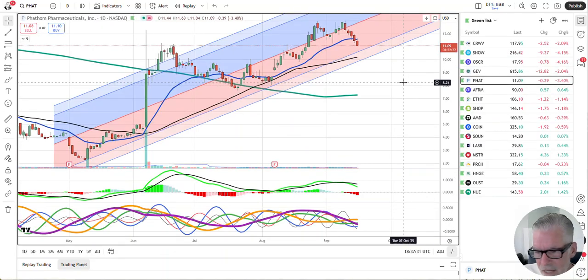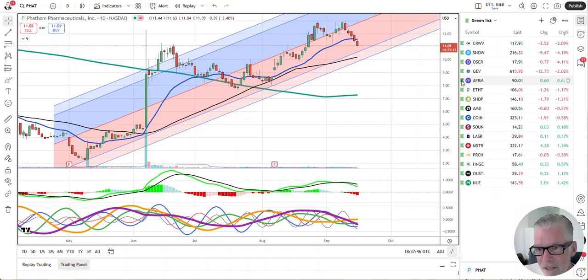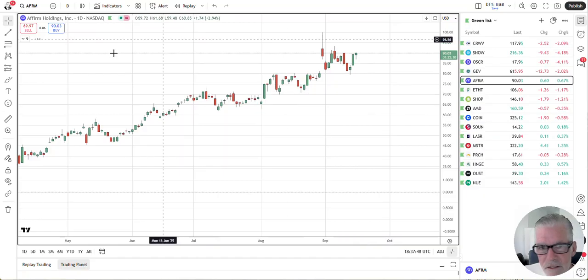This is not at all set up, but I'm just watching this little pullback in a big Momo play I don't know anything about. Well, it's a biotech, I guess, but it's also a double top. So you know what? Now that it's still not looking very good, I'm going to take that one off my list.